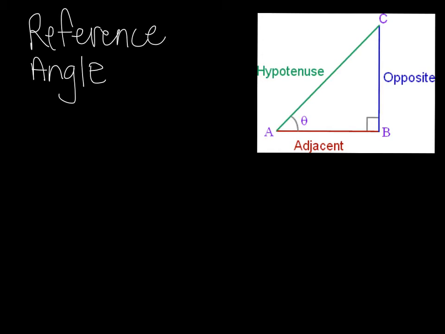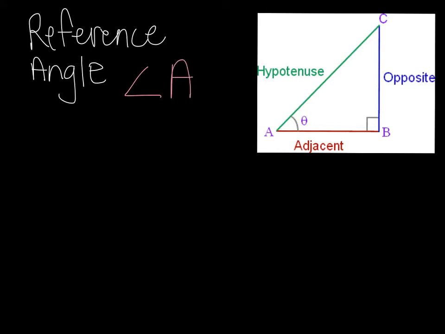Before we discuss trig ratios, we are first going to look at the different parts of this triangle. We are specifically looking at right triangles, as you can see in this picture that we have right here. The first thing we're going to look at is the reference angle. The reference angle is this angle right here. This can be described as reference angle A.